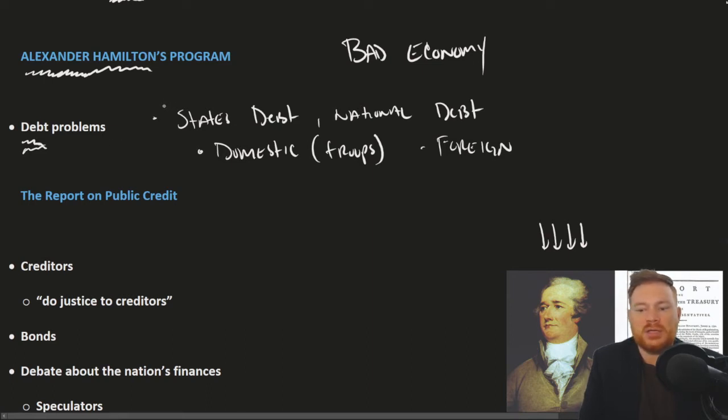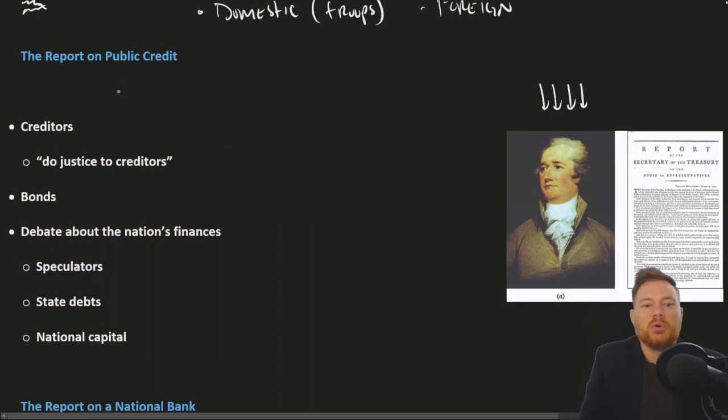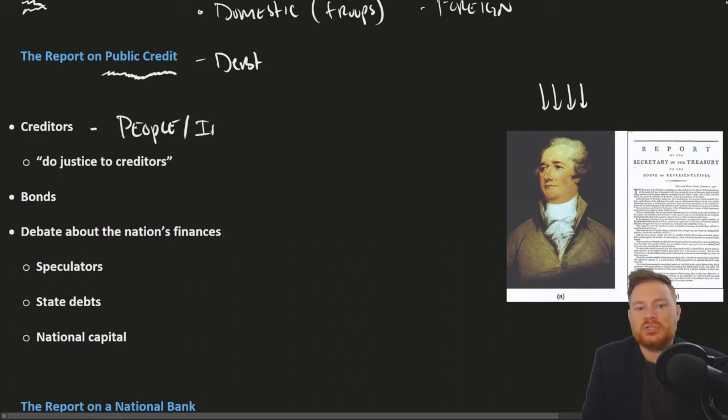So Hamilton creates a couple of reports to address the nation's economic issues. The first one is the report on public credit. And this mostly has to do with things like debt. And what Hamilton's plan is, or essentially what he favors, is the creditors. The creditors are the people, or we might say institutions, that loaned money, right?